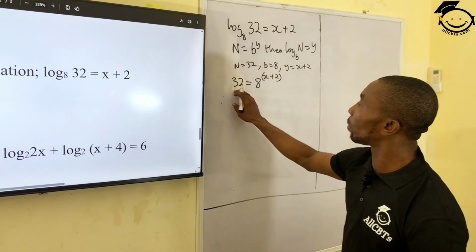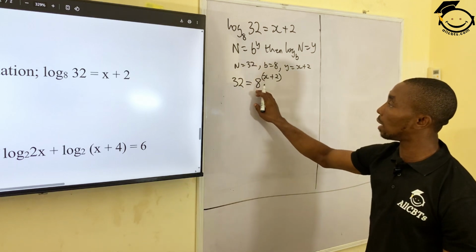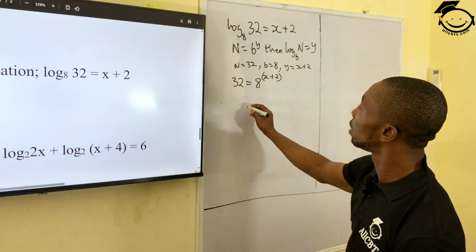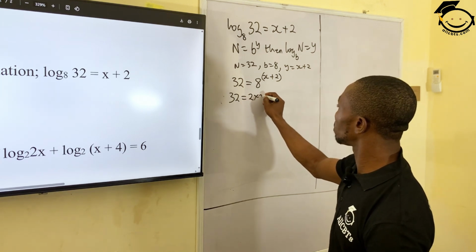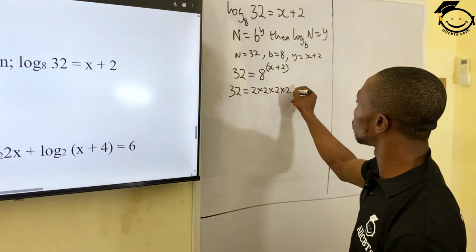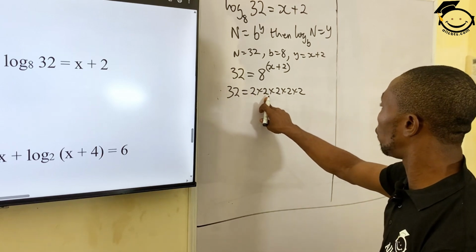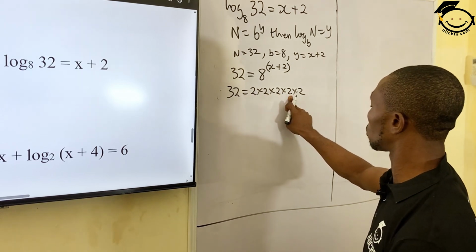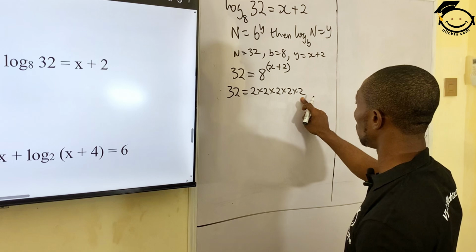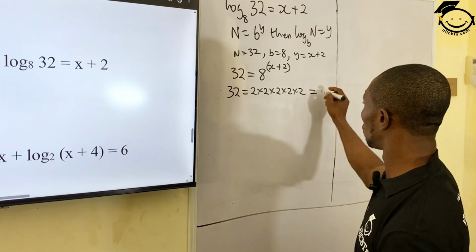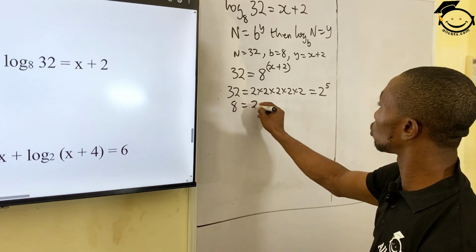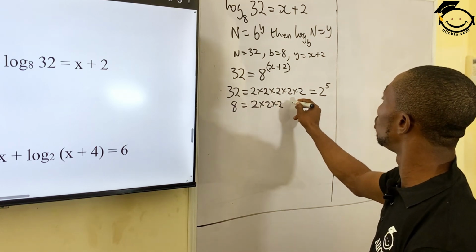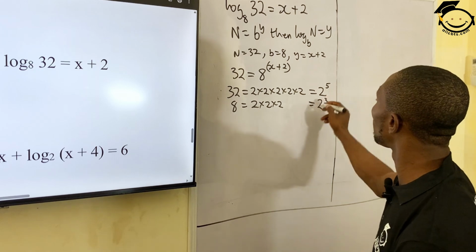Now, we know that we can break 32 down and 8 down to common bases. Breaking down 32 will become 2 times 2 times 2 times 2 times 2. 2 times 2, 4. 4 times 2, 8. 8 times 2, 16. 16 times 2, 32. That is 2 raised to the power 5. Therefore, 8, we have it as 2 times 2 times 2, which is 2 raised to the power 3.